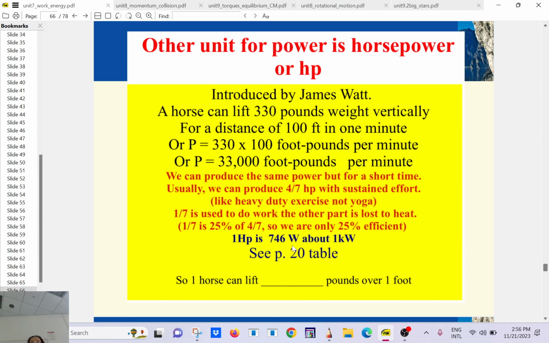If you use a watt, people didn't understand how much more oomph a car has. So if you have a Maserati, for example, maybe it's 200 horsepower. People could imagine 200 horses pulling the car. So that will make sense to them. So that was done by James Watt.